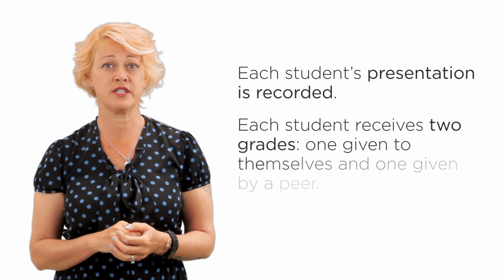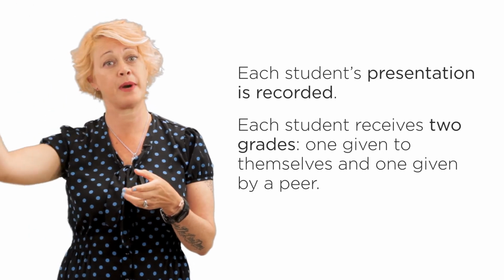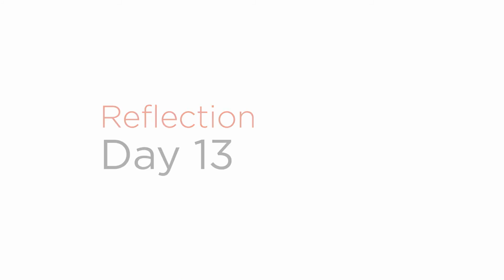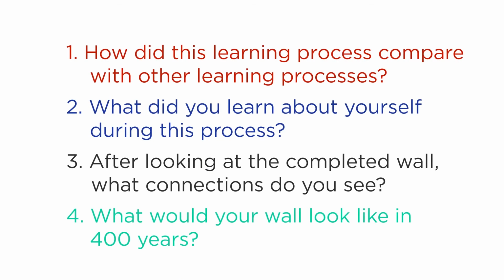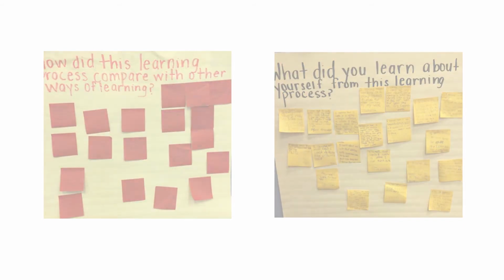Each student will receive 2 grades, one given to themselves and one given by a peer. When the second group is getting ready, the teacher must give a new set of students the numbered index cards. Continue in this fashion until all groups have presented and posted their information. Day 13. On chart paper, write these questions. Each student will write their answers on Post-it notes and post them on the chart paper. The teacher will read out some of the answers to the class as a reflecting exercise.